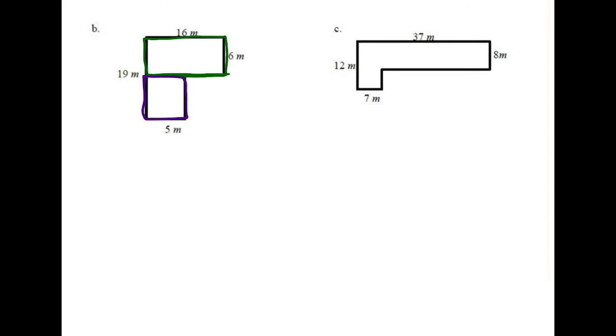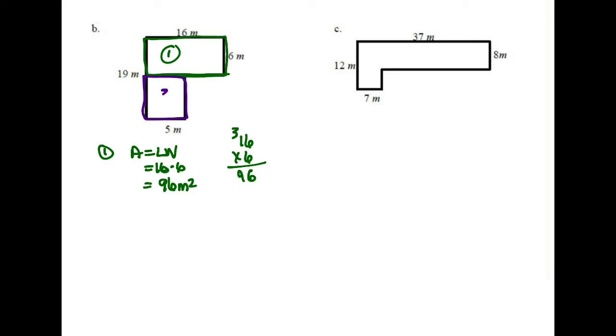Okay, looking at just the green part, we already know length and width, don't we? Whoops, green, not purple. Okay, so rectangle 1. So length is 16, width is 6. And since I know I have space on this one, I'm going to do it off here to the side. So it's 96 meters squared.